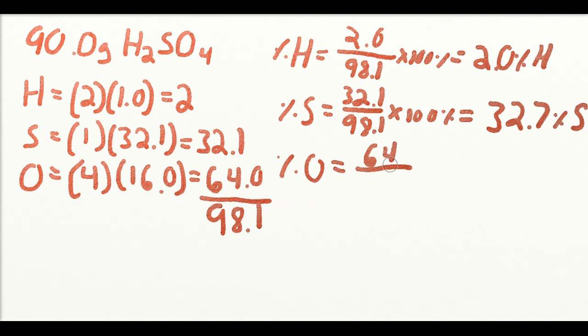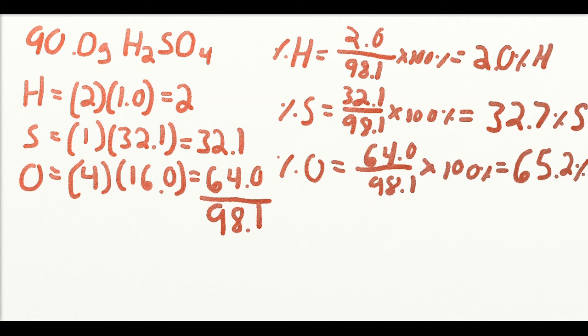And then the last one is the percent composition of oxygen. Oxygen on top is going to be 64.0, over 98.1 times 100%. So this should give us 64 divided by 98.1 times 100 should give us 65.2% of oxygen. I know you guys cannot see it, but I did write oxygen on the side. So 65.2 plus 32.7 plus 2 does equal roughly about 99.9%, which I said it wasn't that bad.